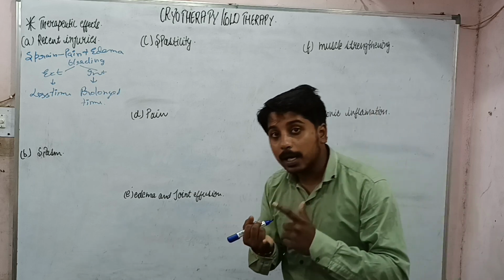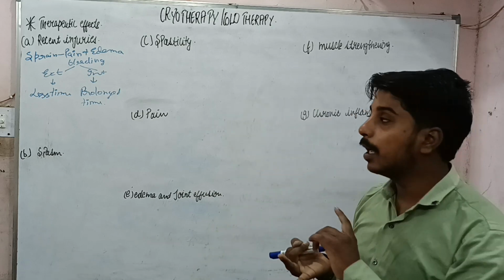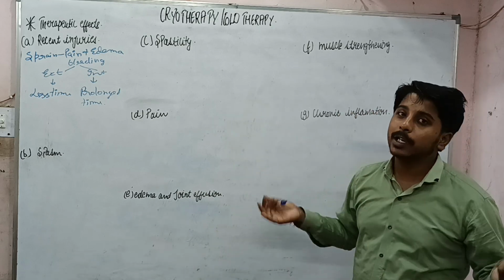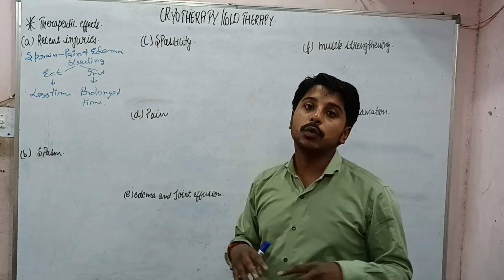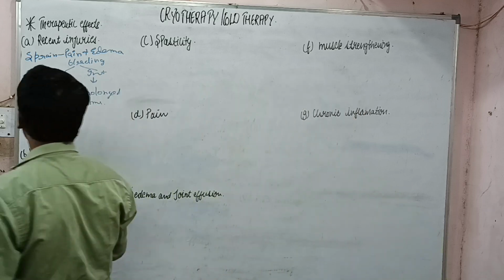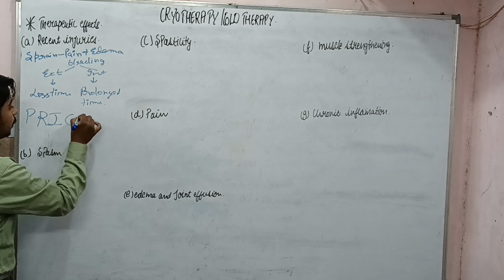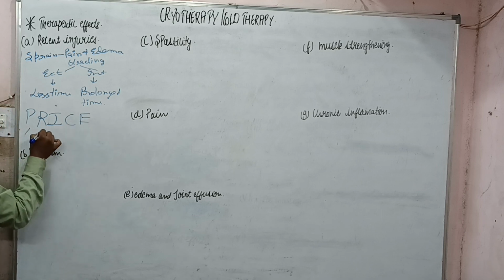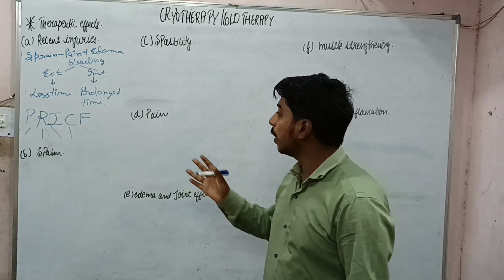So if there is external bleeding, we use it for a little less time, and if there is internal bleeding, we can use it for prolonged time. And if there is swelling, we can use elevation along with compression, or simply you can write it as PRICE, which is protection, rest, ice, compression and elevation, to reduce the edema or swelling.